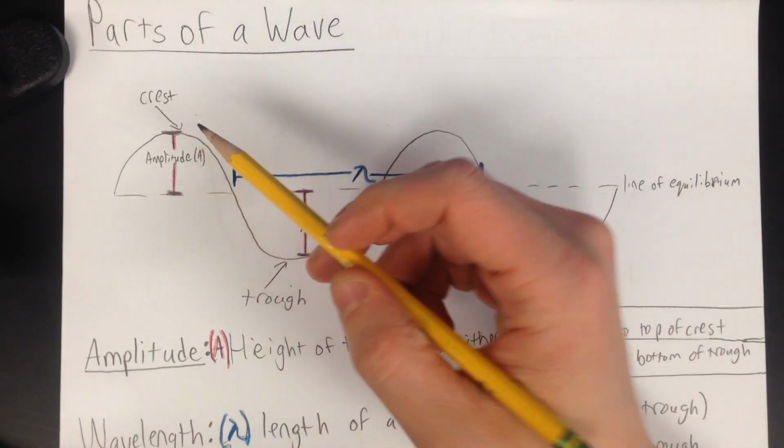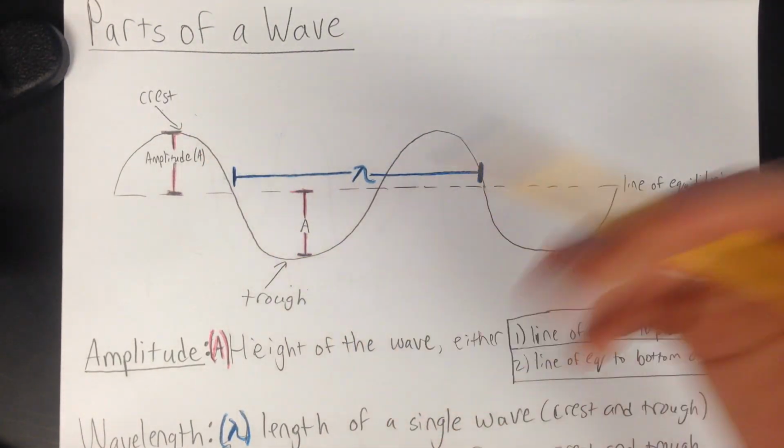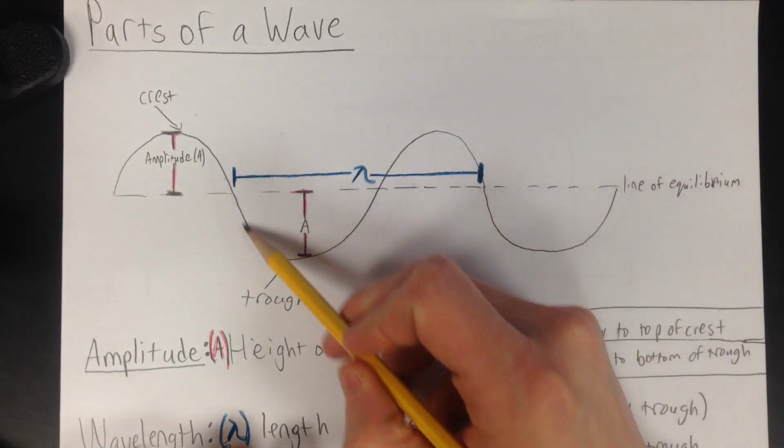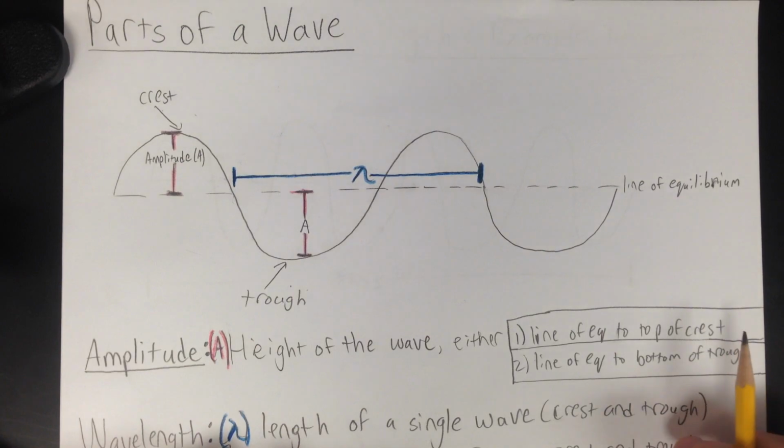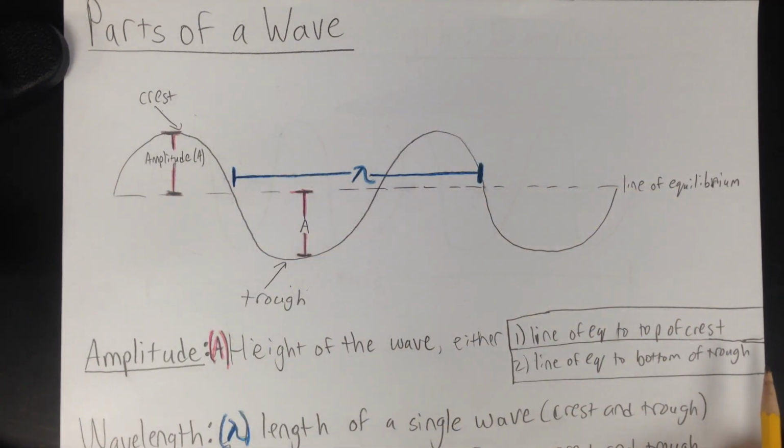Crest you could be more familiar with, but trough is kind of like what pigs eat out of, and you can see it kind of looks like a place that could hold some food or something like that, so that's what they call it, a trough. And those repeat one after another, okay? One wave is considered to be a crest and a trough together. Alright, so that's what one wave is, a crest and a trough.